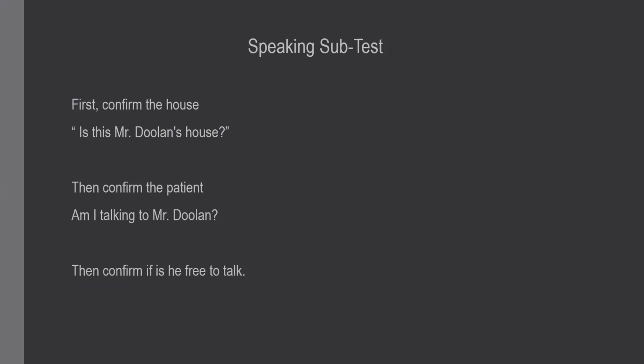Then the third thing is that you have to confirm that it's the right time to talk. So you will ask this question: Mr. Doolan, is this the right time to talk? Remember one thing, when we are doing this home visit, mostly, I'm talking about most cases, you have to have three confirmations. First, confirm the house. Second, confirm the patient. And third, confirm whether it is the right time to talk or not. Any confusion? No. Okay, let's move further.